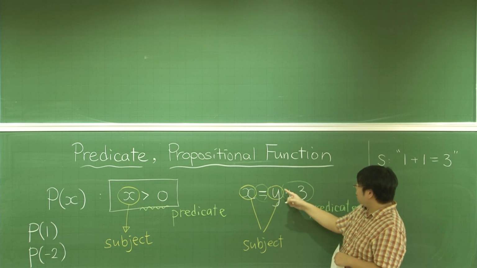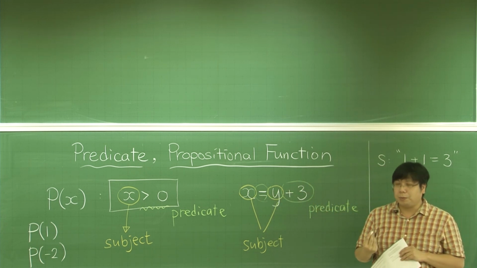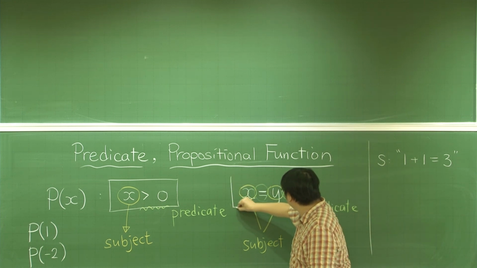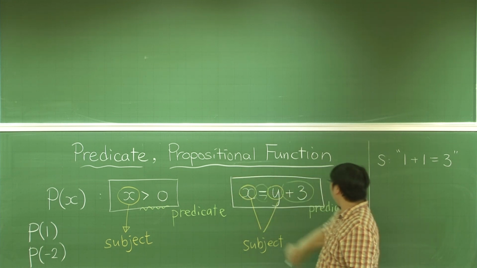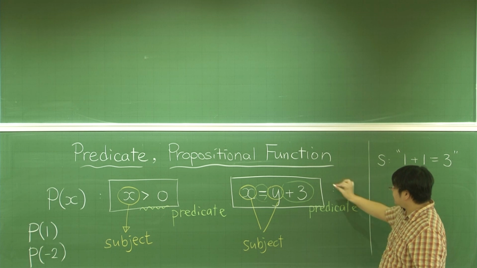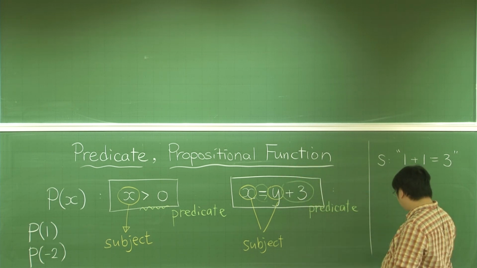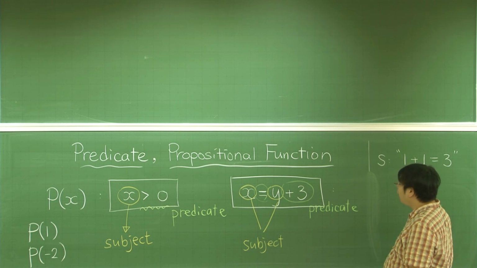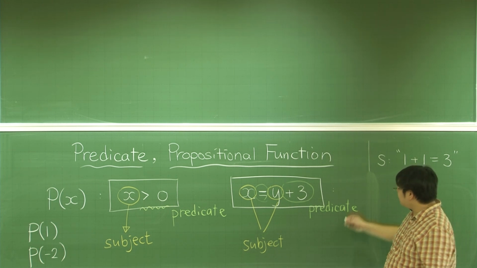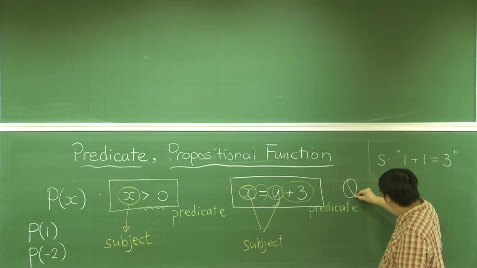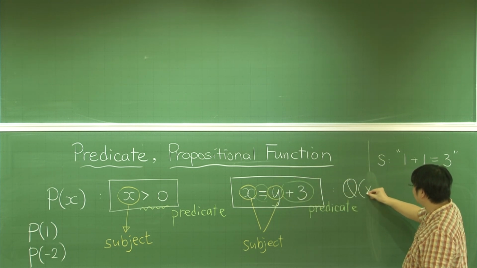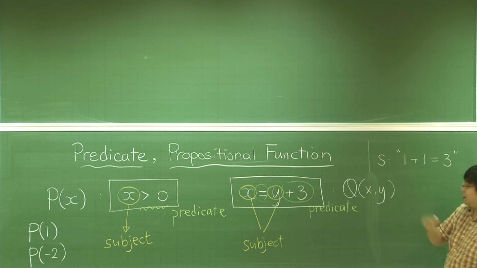Okay. Now similarly for this one, this is very, very complicated, right? This is x is equal to y plus 3. So we will see that there are two variables. So you can imagine that this is a sentence, but then we will need to fix the value of x and fix the value of y before it becomes a proposition. So we can denote this as some q to represent it, and then x and y. Is that okay?